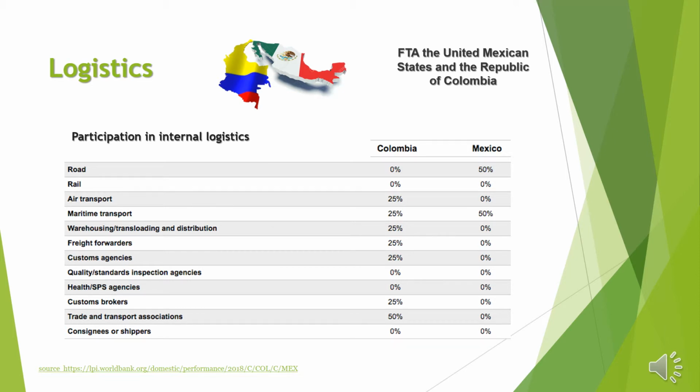Here is the participation in internal logistics between Colombia and Mexico, showing which country is stronger inside its logistics. We can see how it's reflected. For example, Mexico is better than Colombia in infrastructure for road and maritime transport too, because it's 50% of what participates in its logistics. But on the other side, Colombia is better in agencies, forwarders, brokers and different services. In internal logistics, Colombia is better than Mexico here.